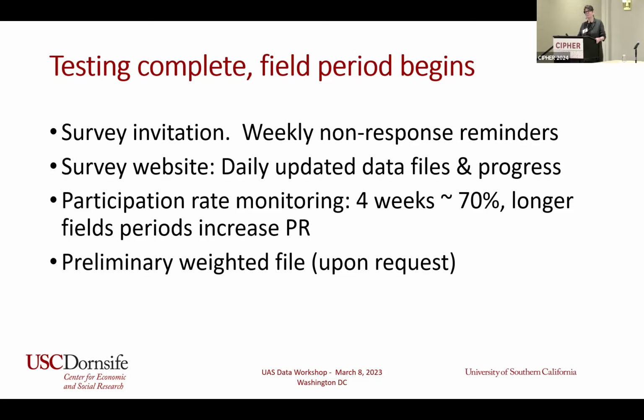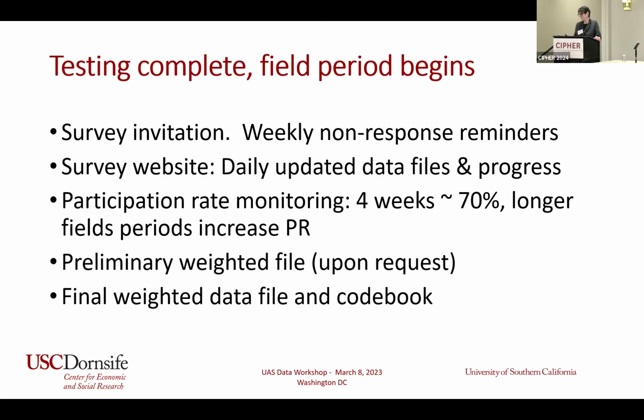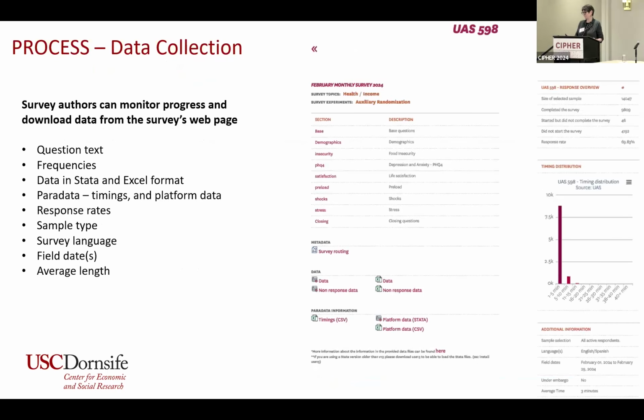Because longer field periods create a better response rate, sometimes that's desirable, but also we can, as I think Marco earlier mentioned, create a preliminary file for you that's weighted. You can start doing your analysis early. Since the 4 weeks, 70% are in, you might as well get started working on it, and then let the survey run and increase the response rate, and just run your final data. Of course, at the end, a final weighted data file and code book.